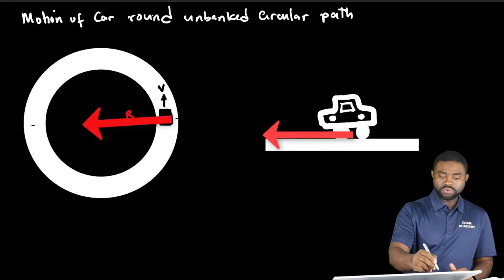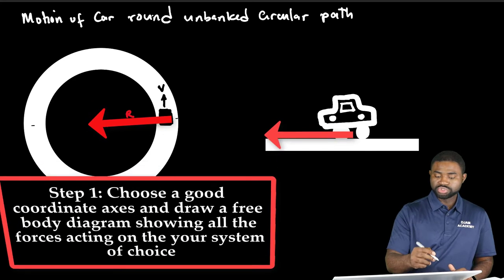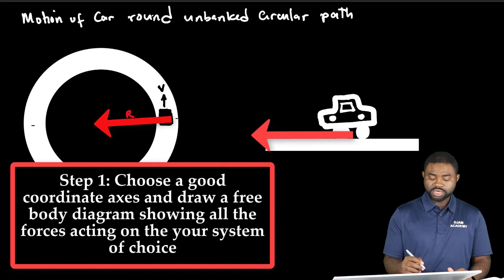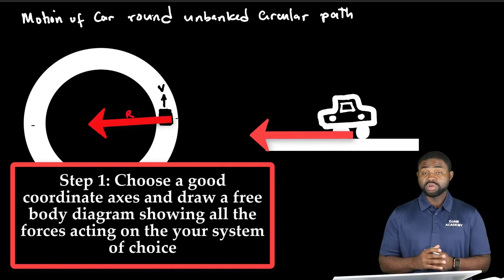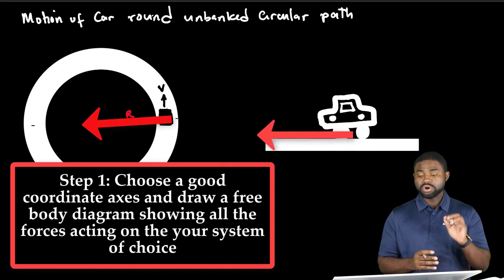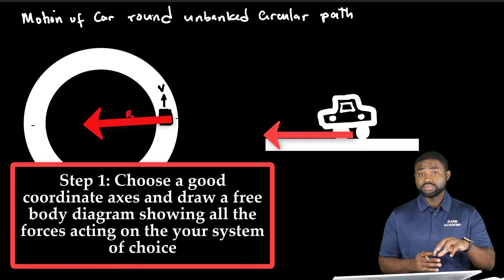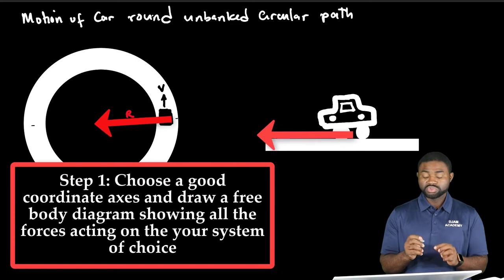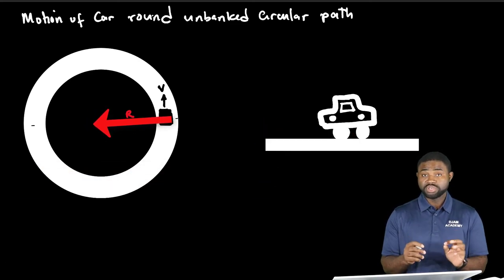So let's begin our talk by drawing a free body diagram. This is a circular track of radius R, and we have a car moving with a speed V. Our objective is to calculate the maximum speed that you can have to go around this track safely. We call that the speed limit.